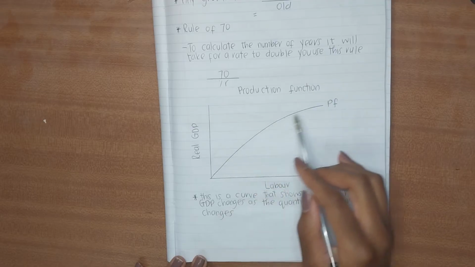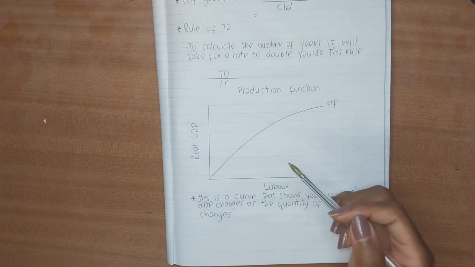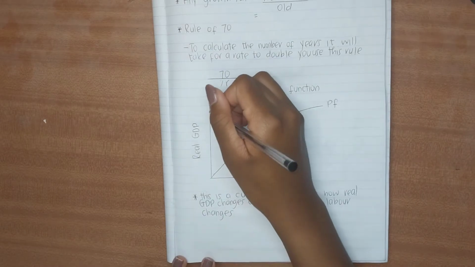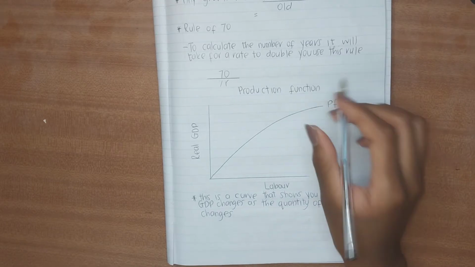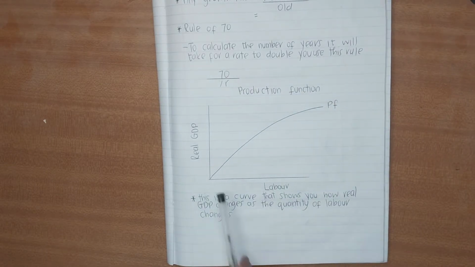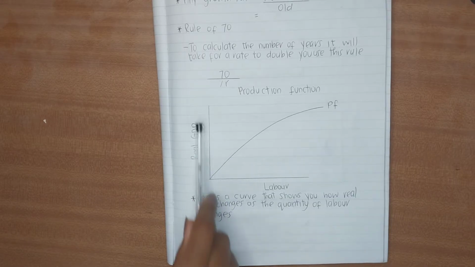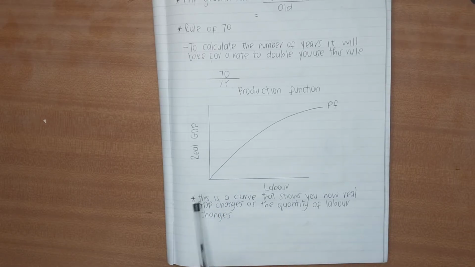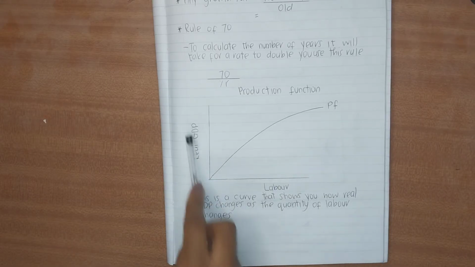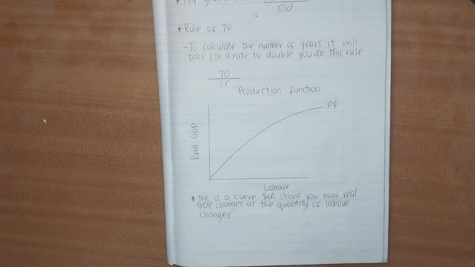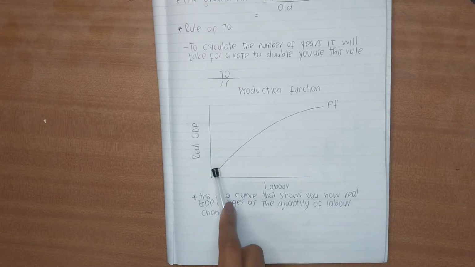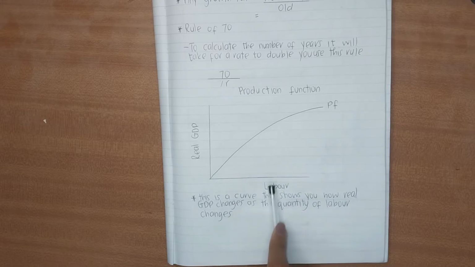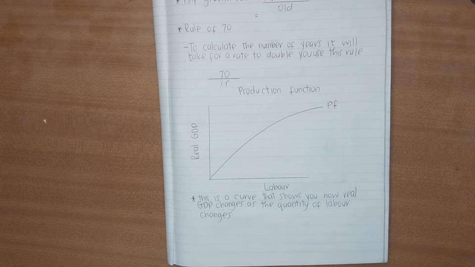So this is how a production function looks. It is very different from the production possibility curve, which looked something like this, right? This one is looking the opposite way. So if you check on your x-axis, you have labor. On your y-axis, you have real GDP. Therefore, this is a curve that shows you how real GDP changes as the quantity of labor changes. It is a function that tells you how real GDP increases as the quantity of labor also changes.